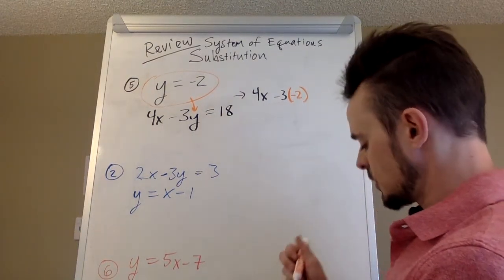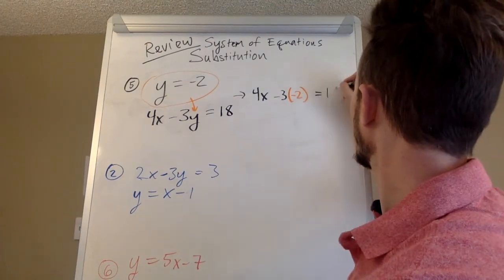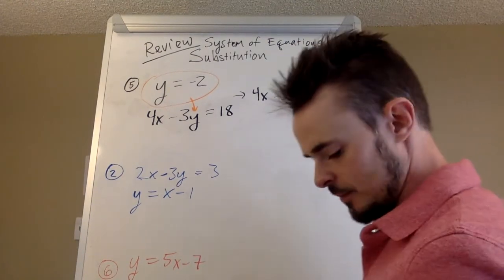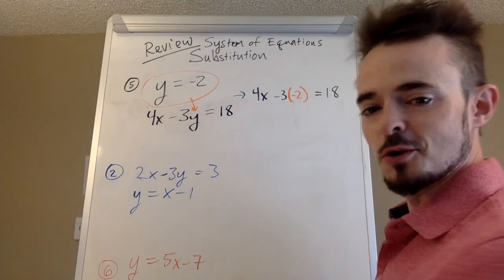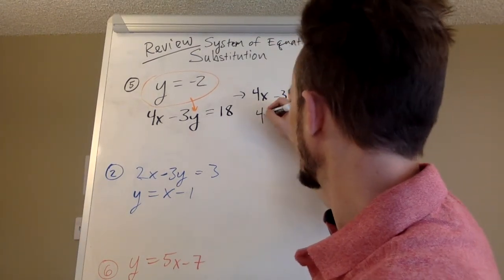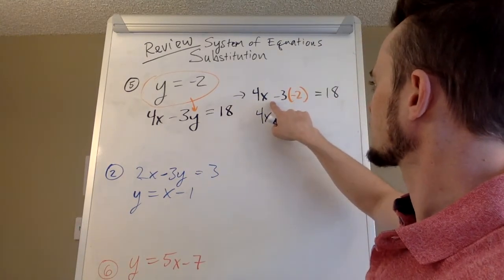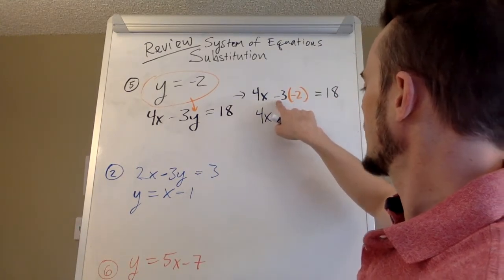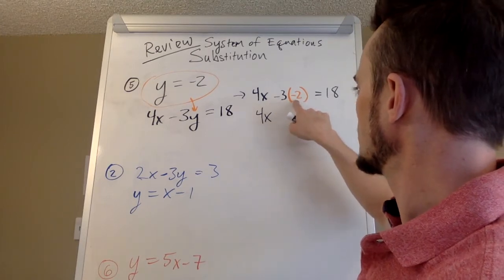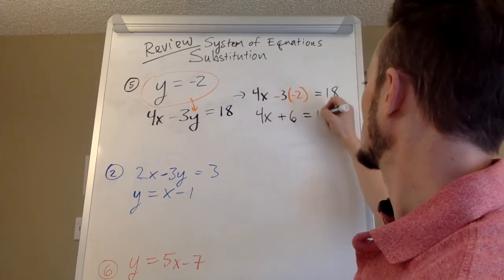Next, we still have this 18. I'll go faster. Let's drop the other colors down. You're going to bear with me. I'm going to go faster as we go, but unfortunately, not as fast as some of the YouTubers out there. So we have 4x. And now this is just negative 3 times negative 2. That becomes positive 6. That equals 18.